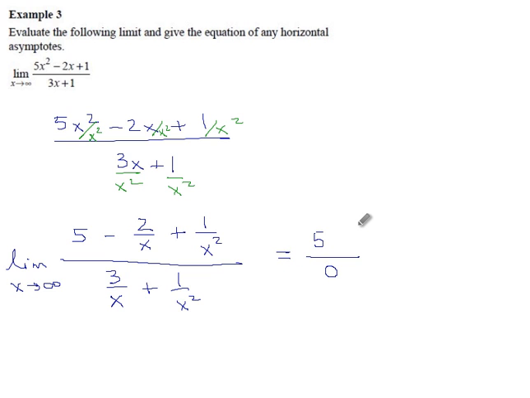This is undefined, and there's really nothing we can do to fix it. The limit is 5 over 0, which is to say the limit is undefined, which is to say the limit does not exist. So we've been saying that the horizontal asymptote is wherever this limit is. If the limit does not exist, it means you don't actually have horizontal asymptotes.